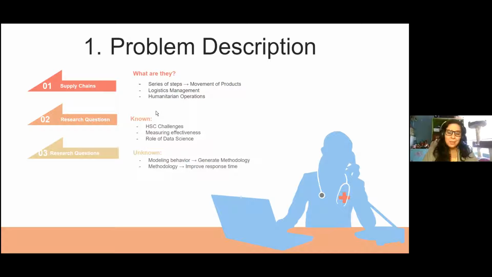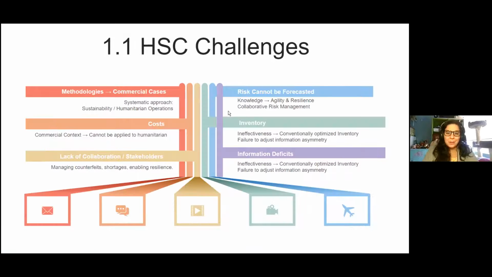So we know there are many challenges. First of all, we have to optimize the costs. So how do you measure effectiveness? And then we want to know also what the role of data science is. There are things we don't know. So how do we model a behavior to generate a methodology? And what's the better way to improve response time? So there are currently several challenges.